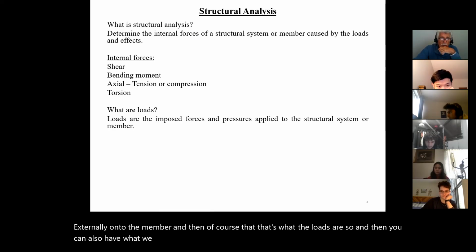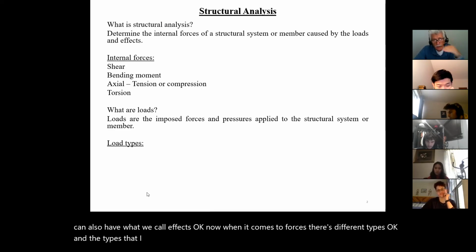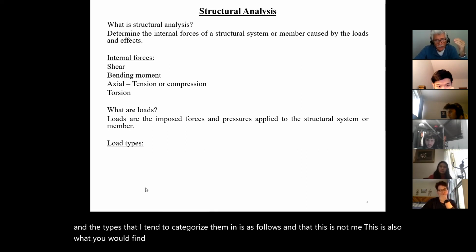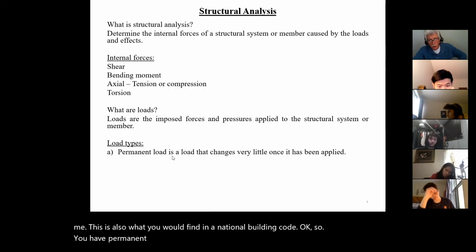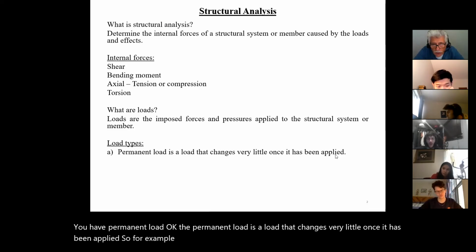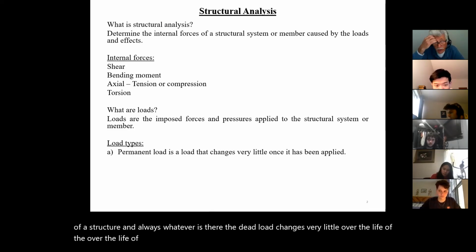Now, when it comes to loads, there are different types. The types that I tend to categorize them in are as follows, and this is not me, this is also what you would find in the National Building Code. So you have permanent load. The permanent load is a load that changes very little once it has been applied. For example, the permanent load of a structure is considered the dead load of a structure. In other words, whatever is there, the dead load changes very little over the life of the structure, and therefore we call that a permanent load.